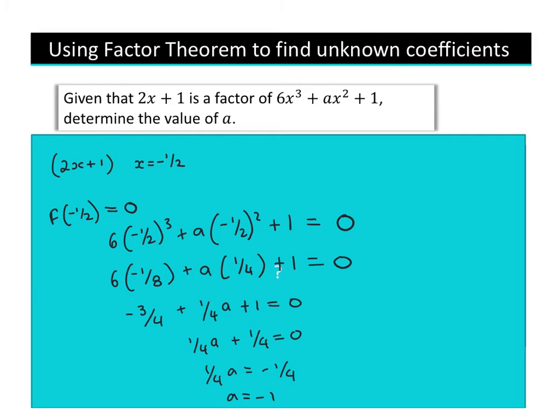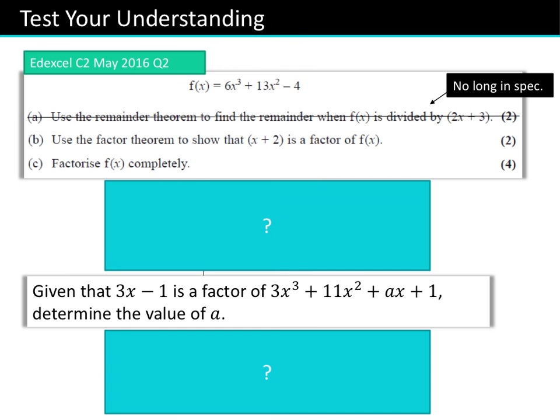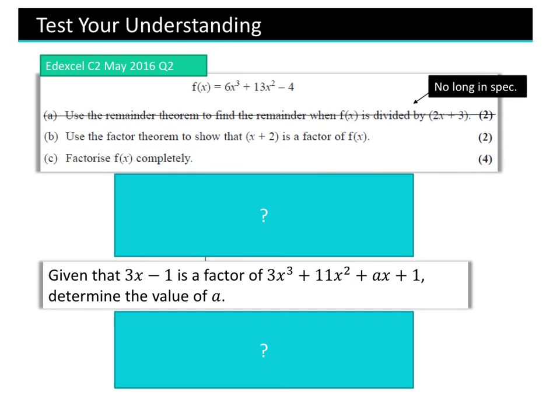Okay, so all we had to do is use our knowledge of the factor theorem. So what I would like you to do now is to test your understanding. Can you please use the factor theorem to show that x plus 2 is a factor of this equation and then factorise it completely? And then here it says, given that 3x minus 1 is a factor, determine the value of a. So for part B then, use the factor theorem to show that x plus 2 is a factor.